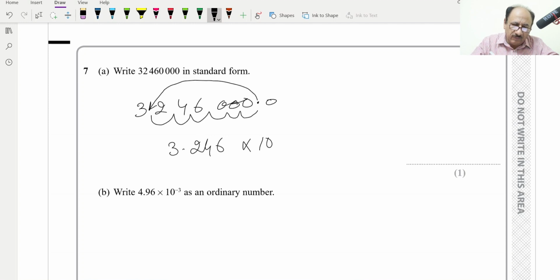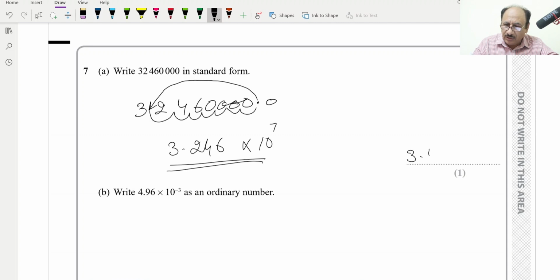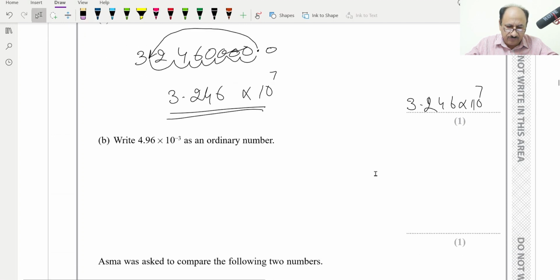There are 4 zeros. Basically we missed 1 zero over here, so it will be 1 2 3 4 5 6 and 7 zeros, so 10 raised to the power 7. Keep in mind these ending zeros are non-significant, so we are not showing them in our answer. So our answer will be 3.246 into 10 raised to the power 7. This will be our final answer for this.